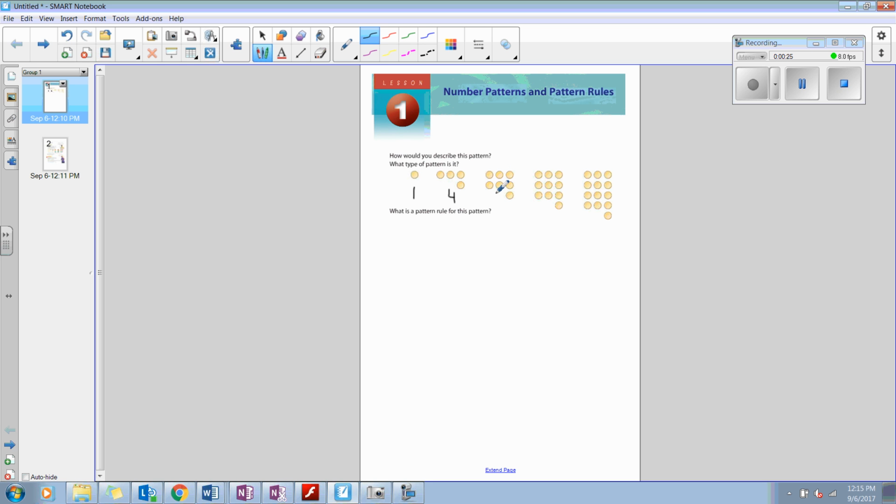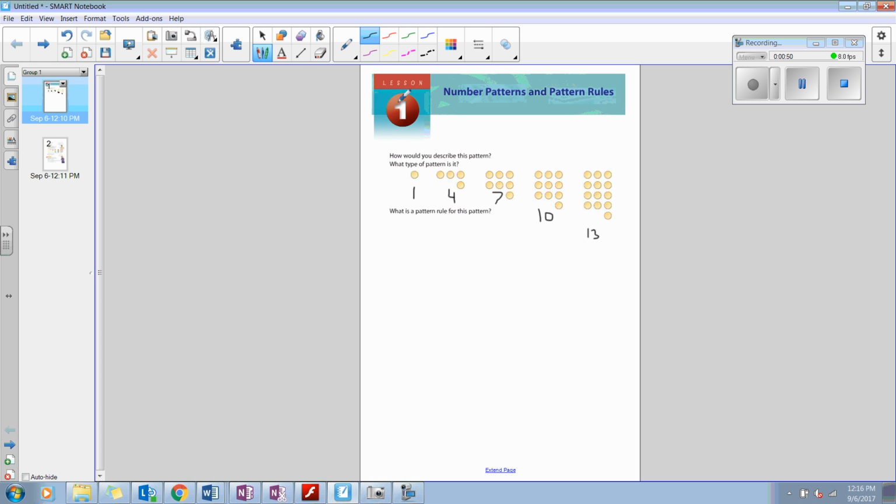Then I have 7 counters in this element. Then I have 10 counters over here in this next element. And over here I have 13 counters in this element.